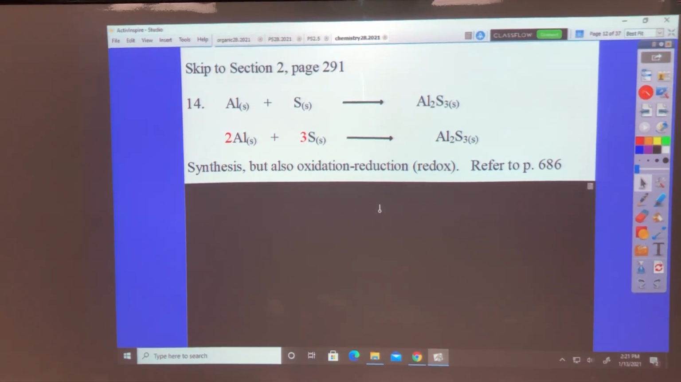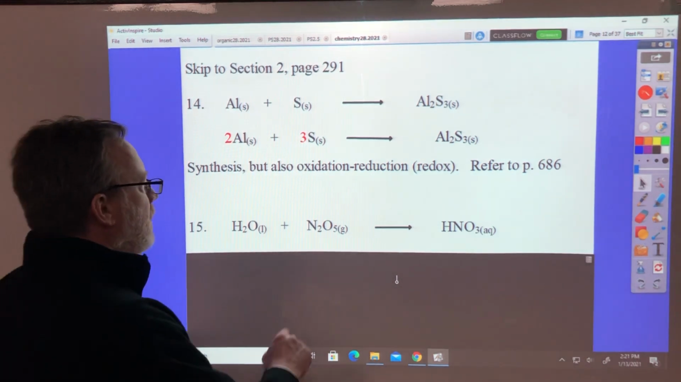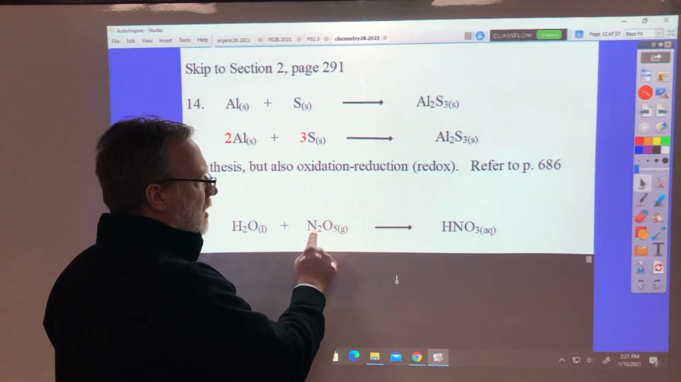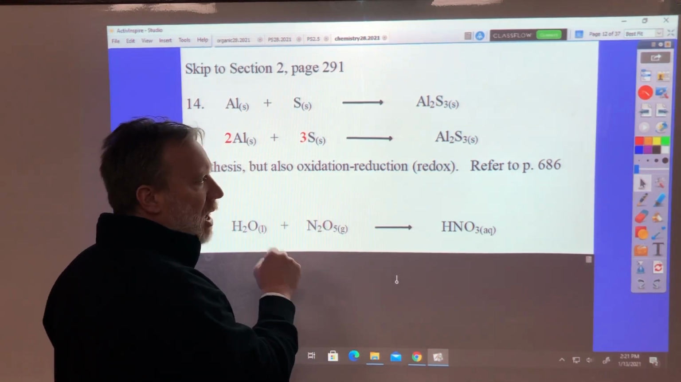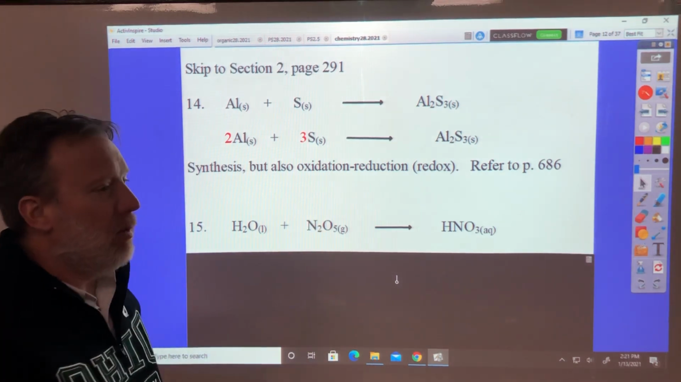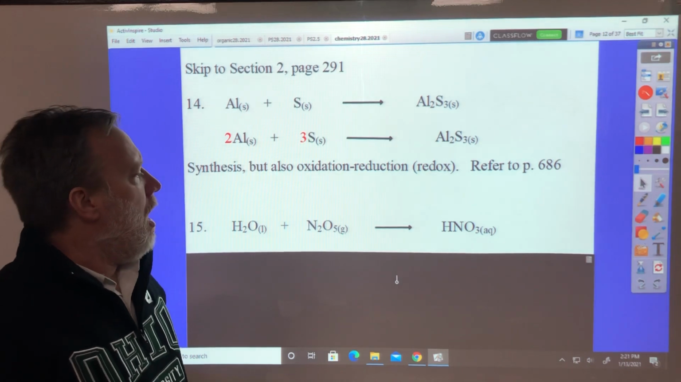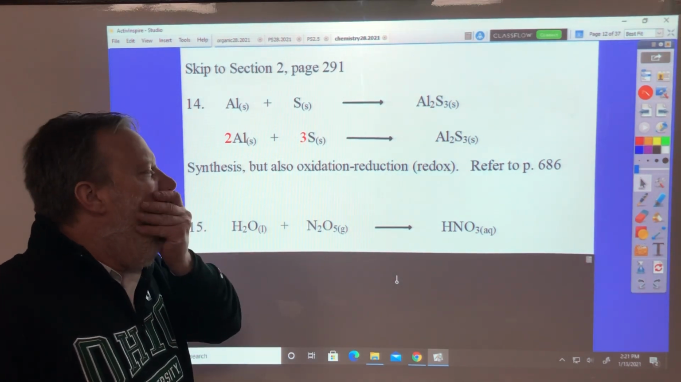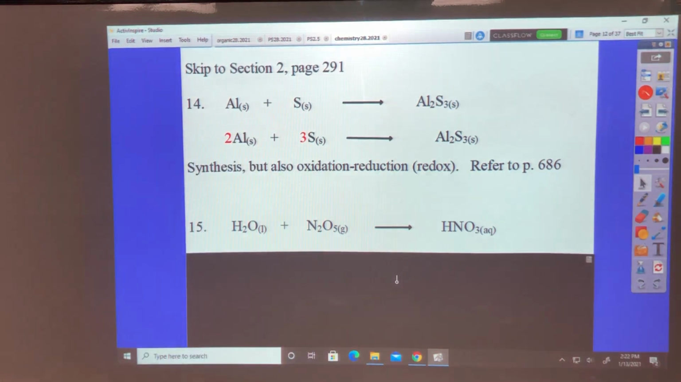Water and dinitrogen pentoxide gas react to produce aqueous hydrogen nitrate. Water is H2O. Dinitrogen pentoxide gas is N2O5. Should know how to do that. Because of the name dinitrogen pentoxide, we know this is molecular. If it was ionic, it would be a different name. It would be nitrogen oxide. And it makes hydrogen nitrate.